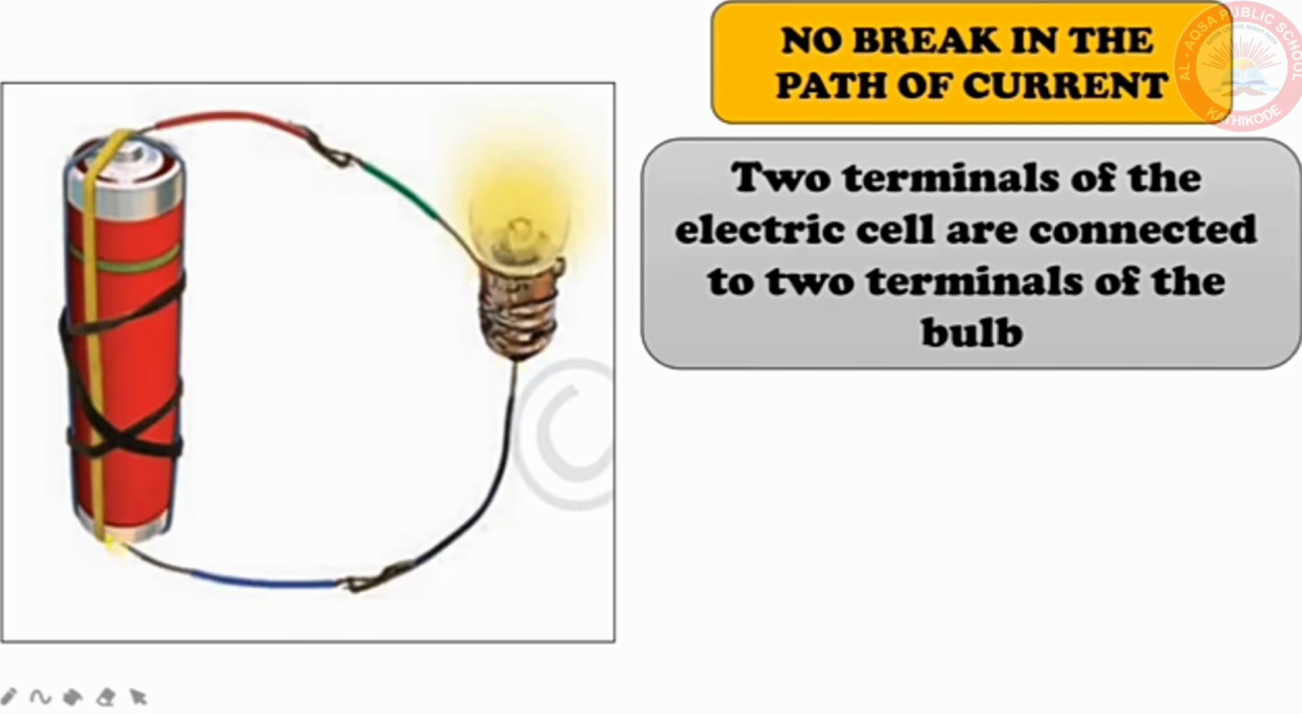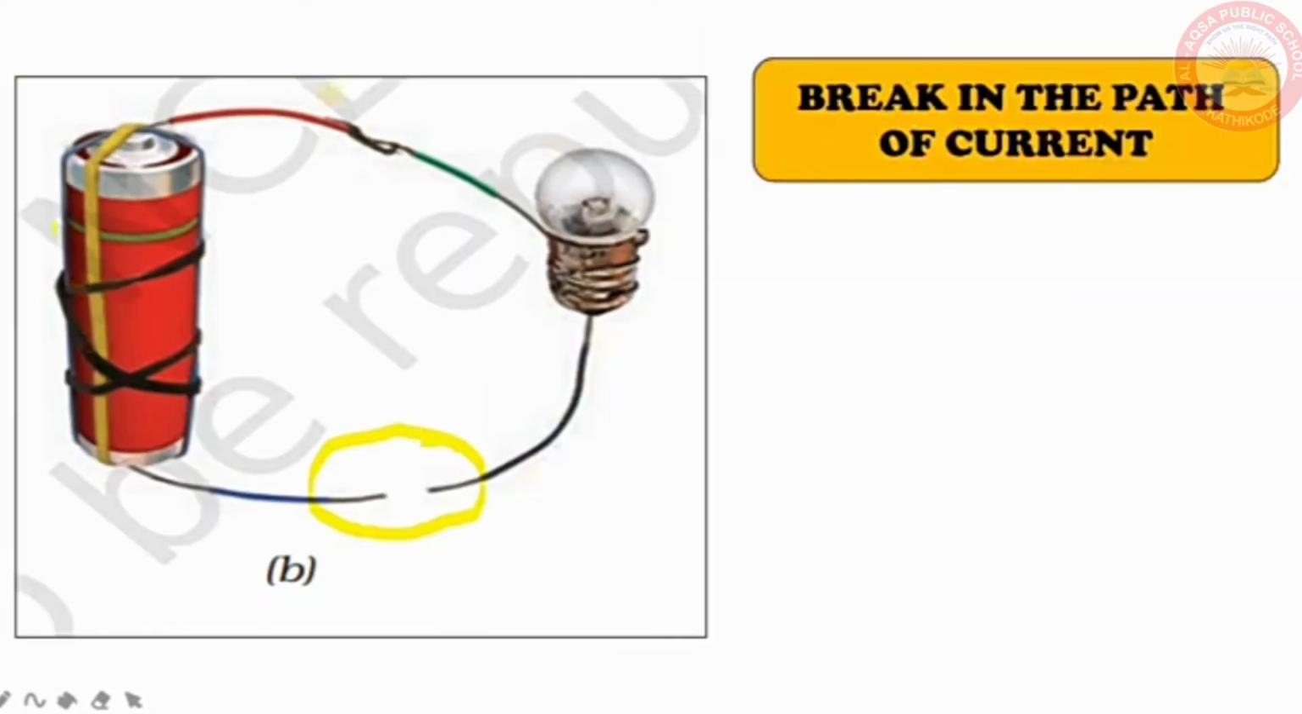Look at this electric circuit carefully. Can you see any break in the path of current? No. The two terminals of the electric cell are connected to the two terminals of the bulb. What about this picture? Here you can see that there is a gap. So there is a break in the path of current, and the bulb will not glow.